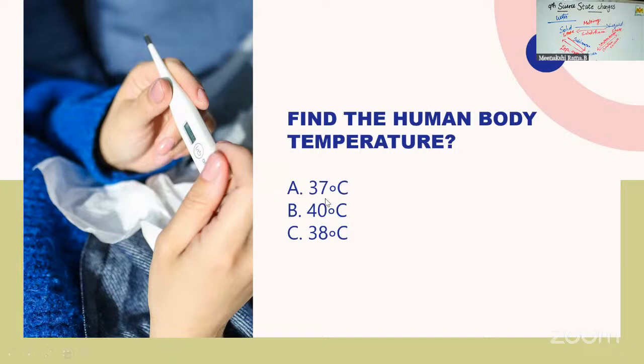The first question: find the human body temperature. The options are A 37 degrees Celsius, B 40 degrees Celsius, and C 38 degrees Celsius. This is the first question for you. Shall we move to the next? Did you write the answer in your notebook? Put the question number and write the options and the answer also.